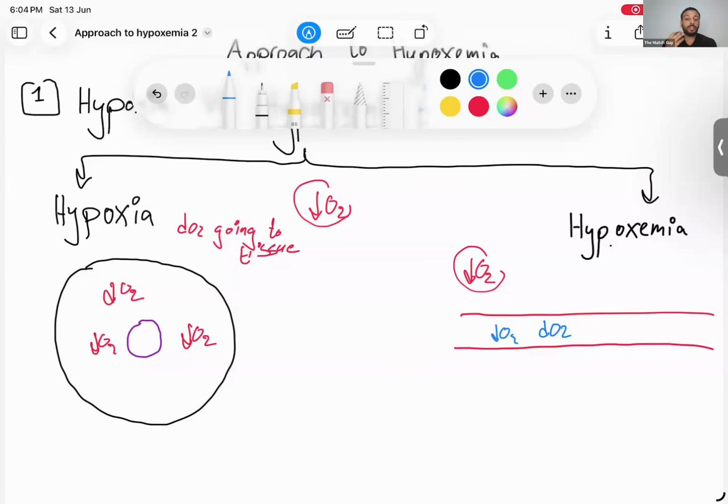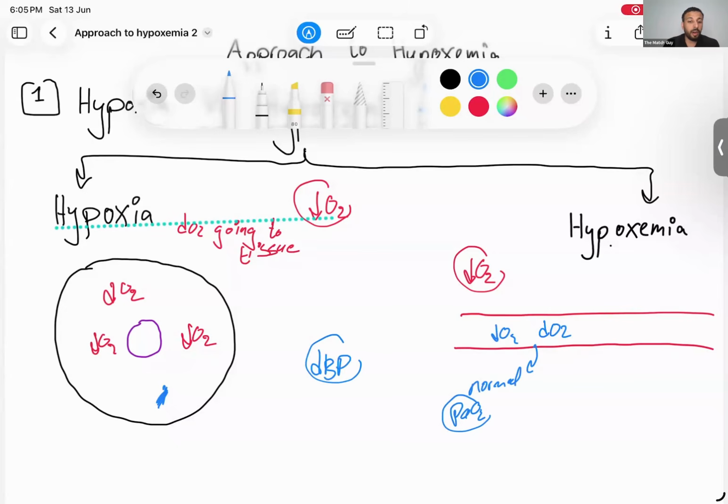However, not every cause of hypoxia, or not every cause of decreased oxygen in the tissue, is going to be from hypoxemia. For example, I want you guys to answer the question I'm going to ask. What if I told you that the patient has a normal oxygen level in the blood vessel, a normal PaO2? However, the patient is in shock. There is decreased blood pressure.